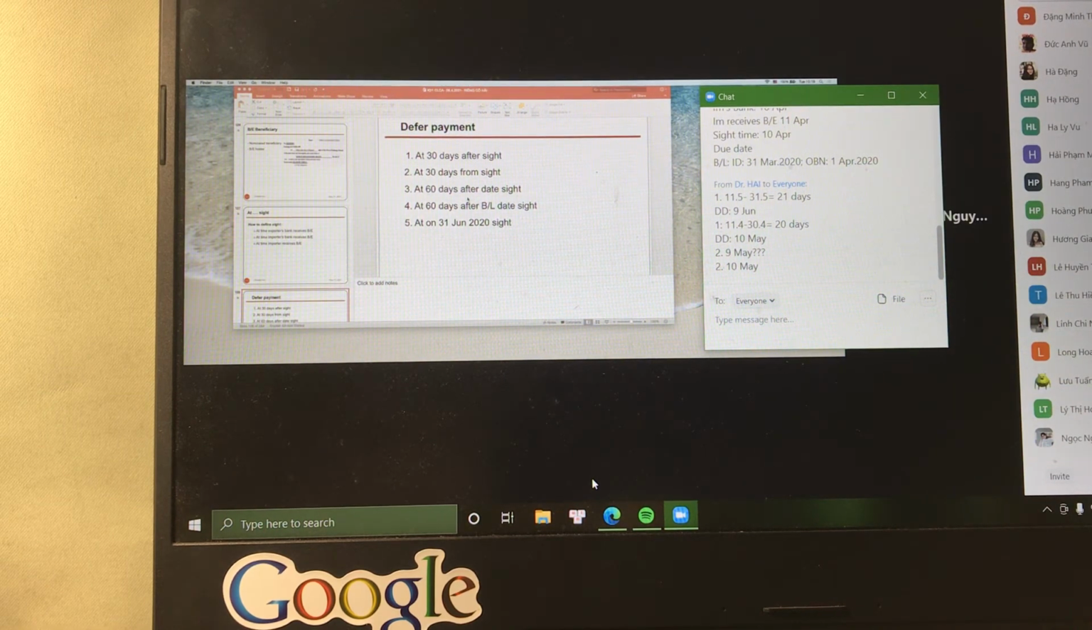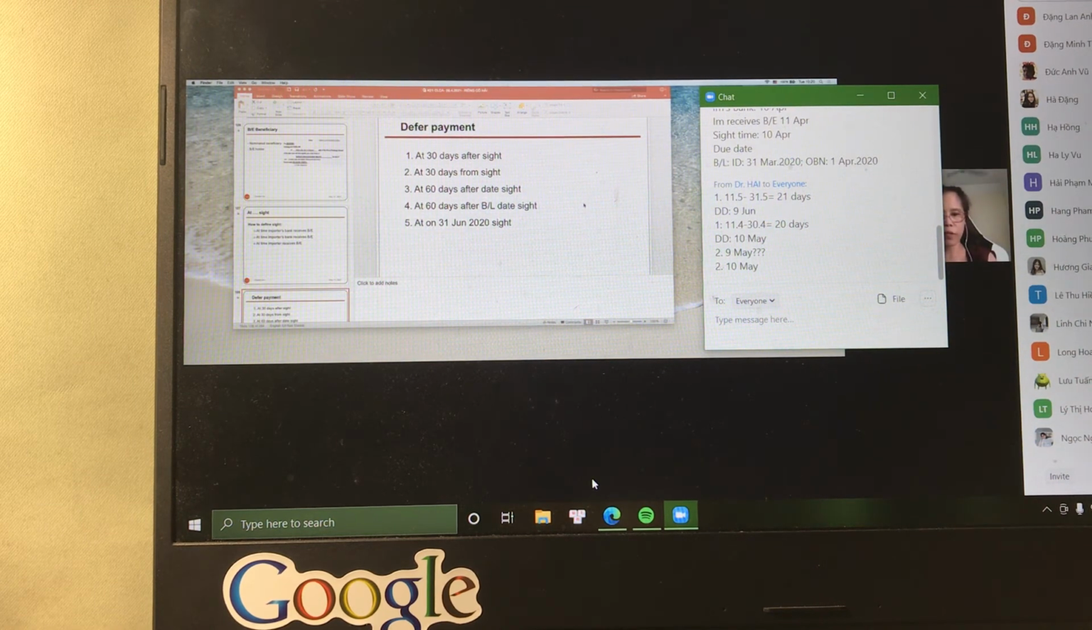Okay, so now we are talking about case number 3, 60 days after death side. I guess you are confused about the word death, right? If we omit the word death, we have 60 days after sign. It is easy, right? But in this case, we have 60 days after death sign. Okay, so now look at what I'm sending to you.